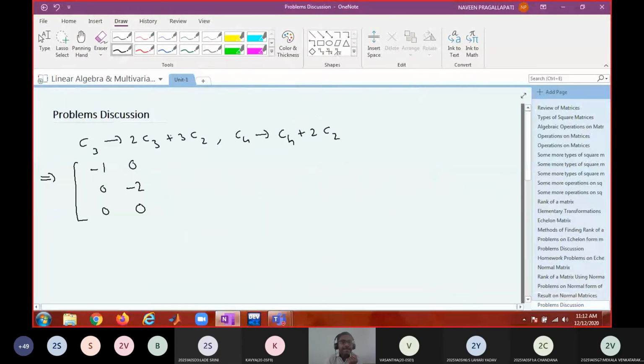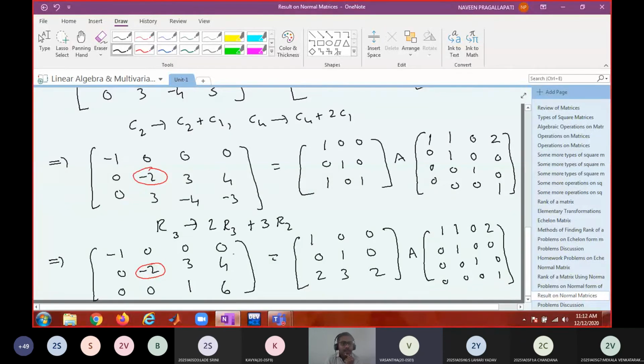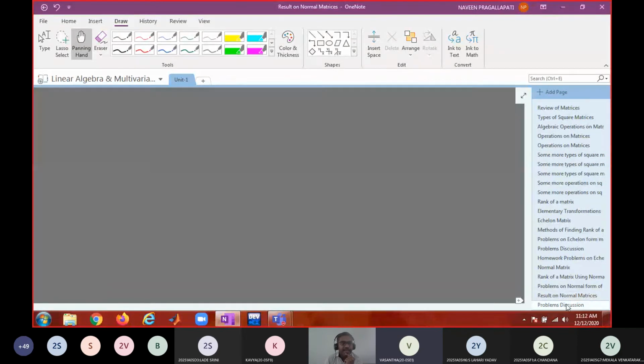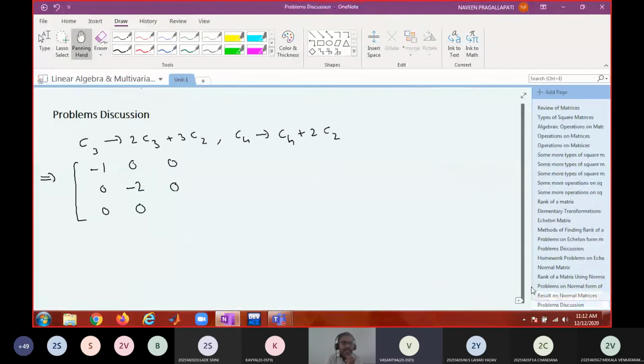What is the next entry? 0, 0, 0, 0, 3, 1, sir. After applying the row operations, it is 0, 0, 2, sir. So we are at this stage, right? Minus 1, 0, 0 is fine. After applying the column operation, this is 0, this is 0, this will be 2, sir. What is the fourth column? 0, 0, 6, sir.